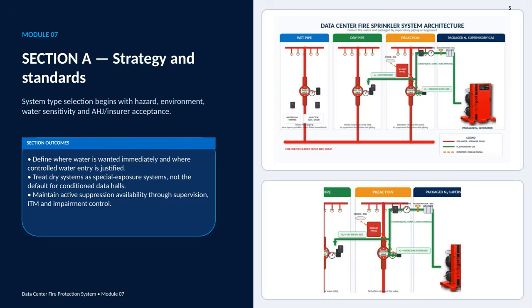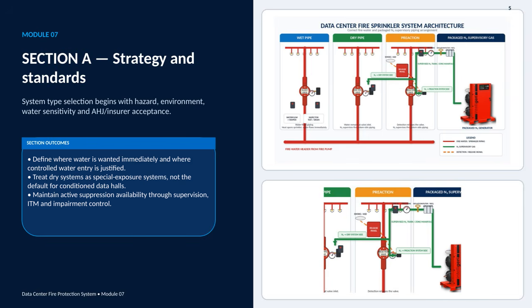Module 07, Section A, focuses on strategy and standards for selecting fire protection systems in data centers. The central idea is that system selection should never be automatic. It begins with 4 considerations: the hazard, the environment, water sensitivity, and acceptance by the authority having jurisdiction, or AHJ, and the insurer. This section has 3 outcomes.